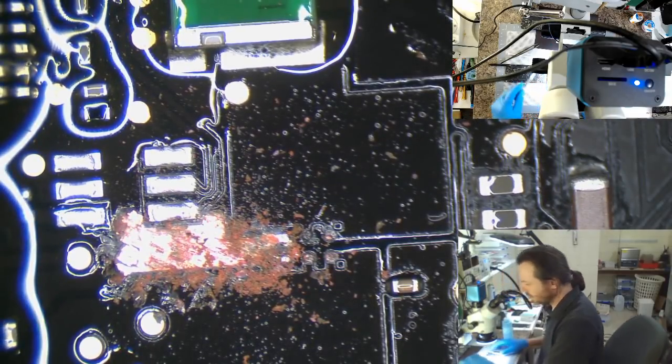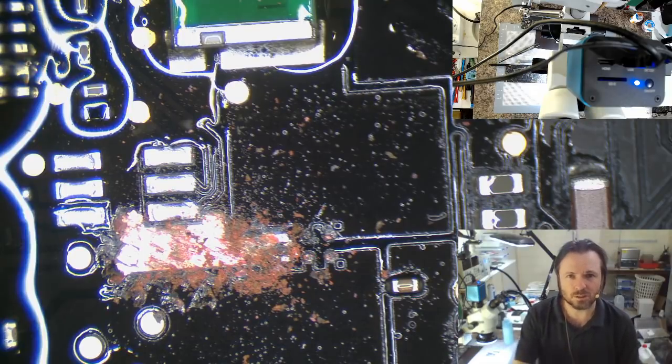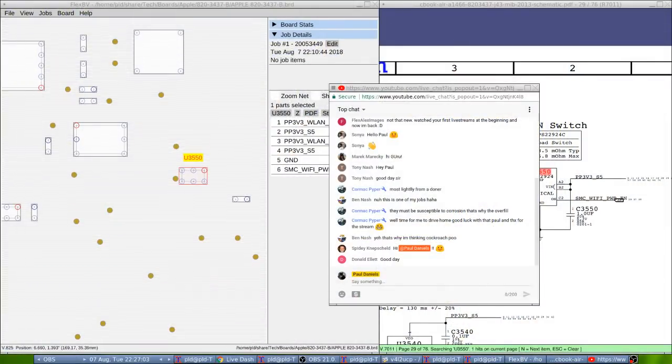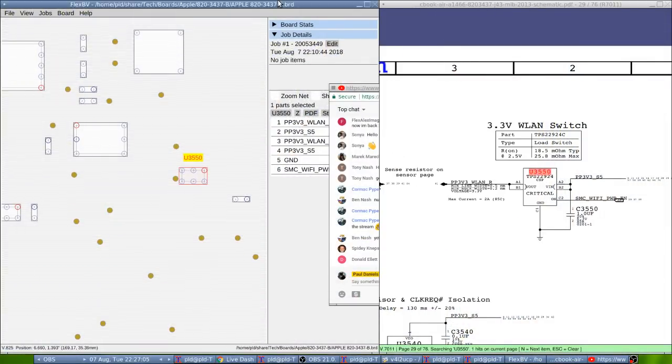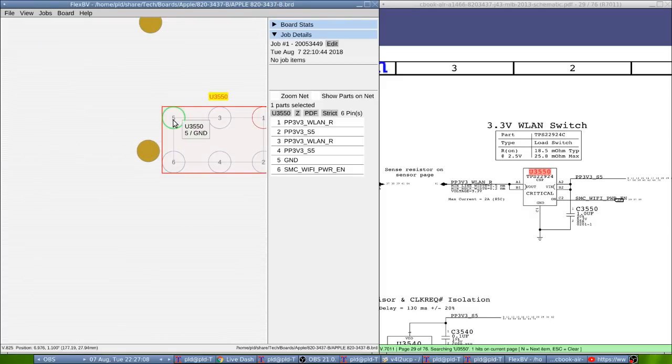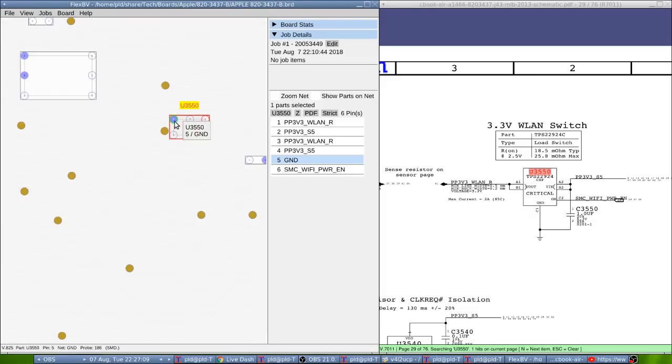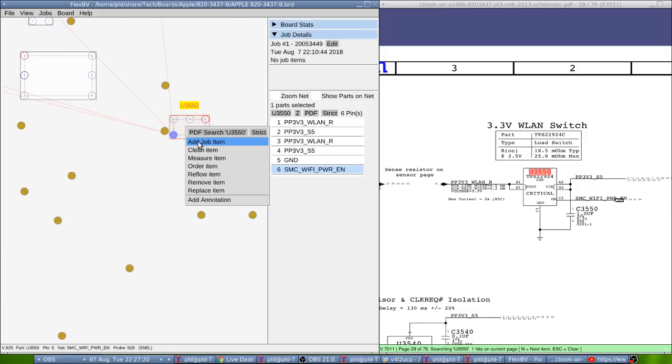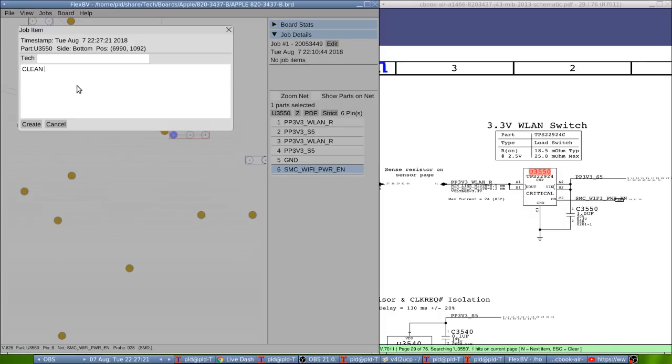I wonder what line that is. Let's have a look. Yeah, we don't want to look at everyone's chat. So that's this one here. Oh, that's ground. Interesting. But yeah, this is the pin that I was mostly concerned about. So anyway, clean item.